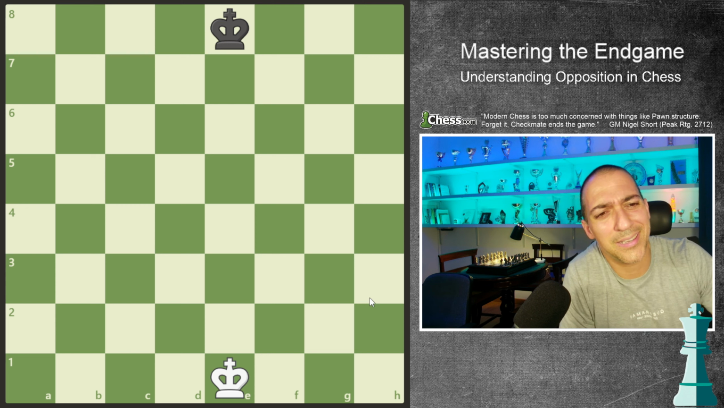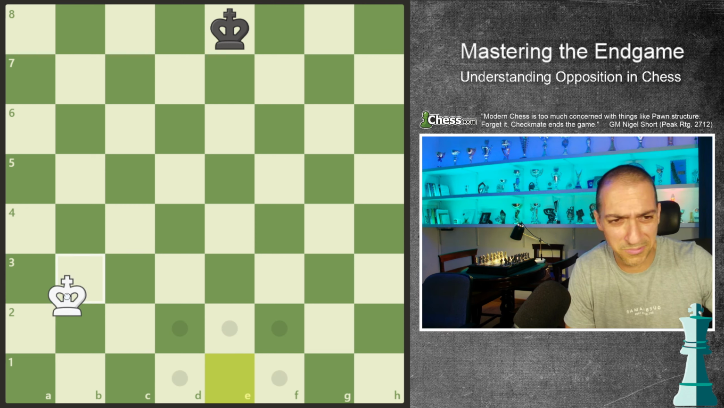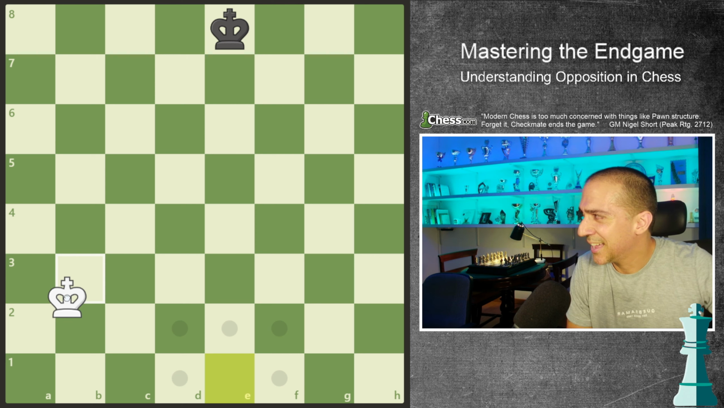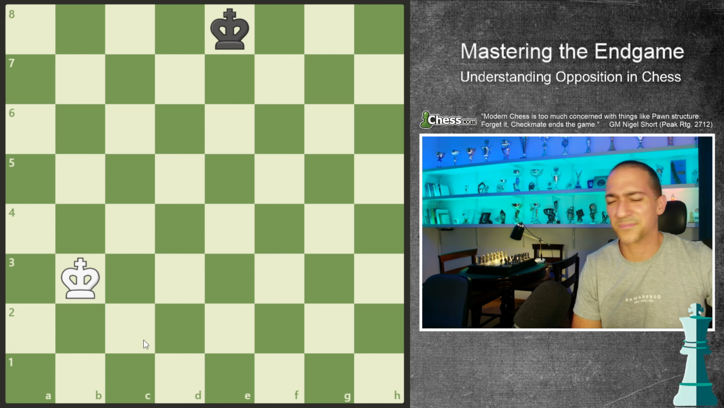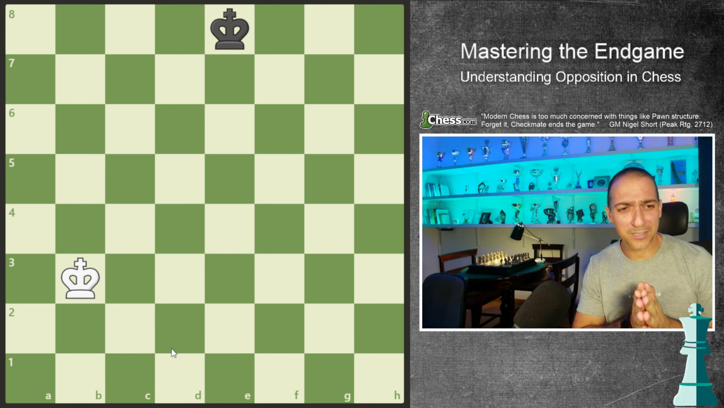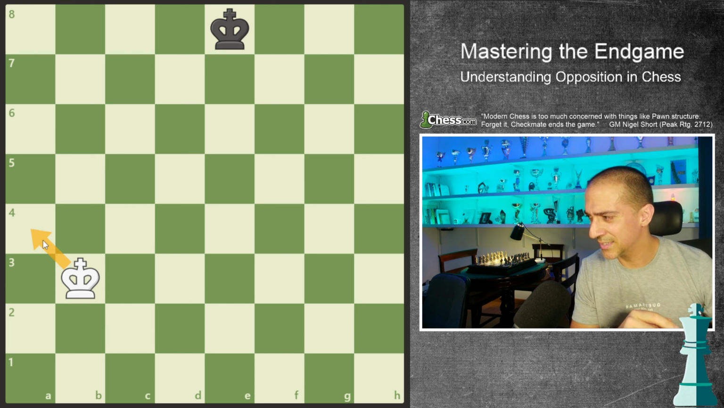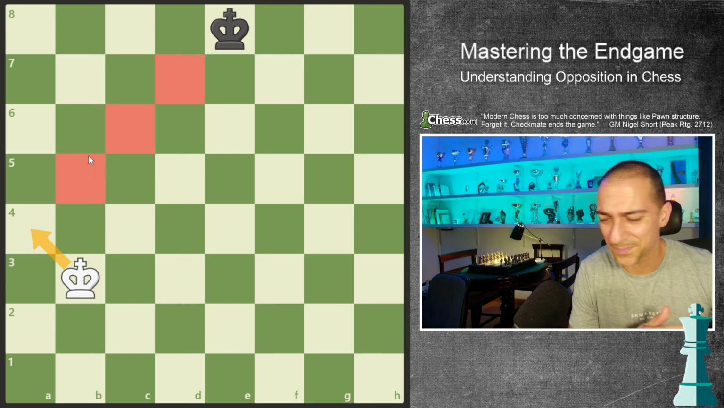Let's see a special case. For example, I will put my king here, for example. And, well, I cannot have the direct opposition. I cannot put it on any diagonal. Well, I have one. If I play here, this isn't paired. So this is an idea.